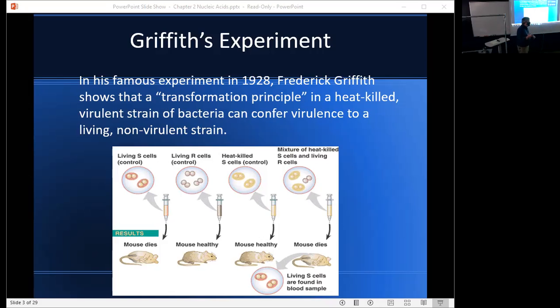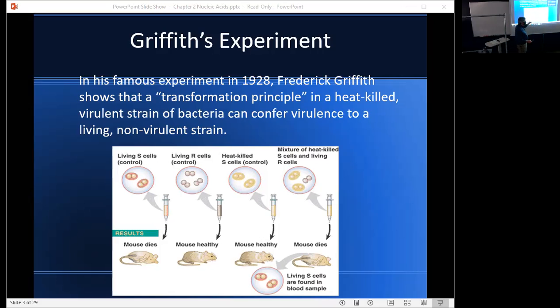The reason for this is the S strain is an encapsulated strain. So some strains of S. pneumoniae express polysaccharide capsules. Others do not express polysaccharide capsules. And it's the strain that expressed the polysaccharide capsule that was virulent, able to cause disease. Okay? So he did this series of experiments.